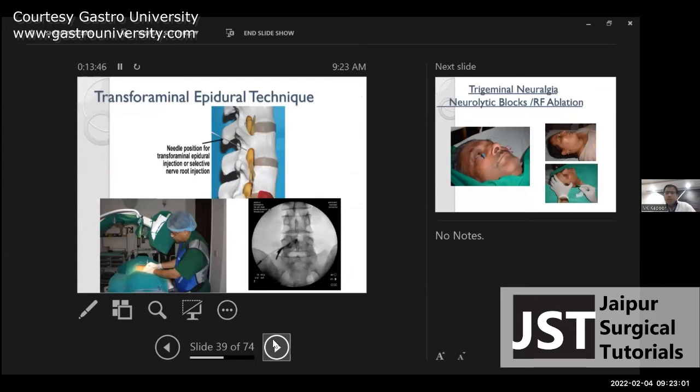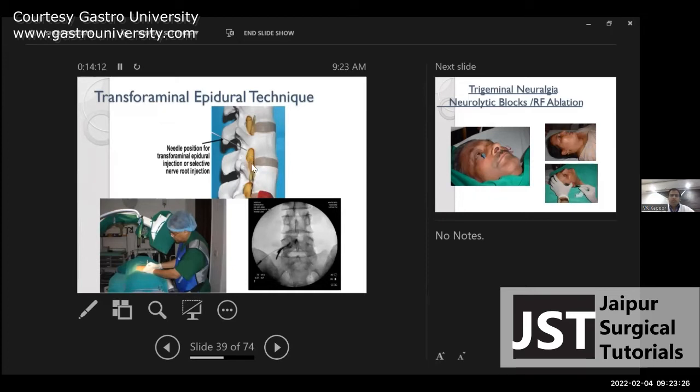Transforaminal epidural technique: recently, we have done it in 2 patients last week, and before that, in about 25 to 30 patients. It is a very important technique because it relieves the inflammation on the nerve roots, especially in cancer patients. When the cancer has metastasized to the vertebra or nerve roots, it causes a lot of inflammation there. So we do a targeted intervention.